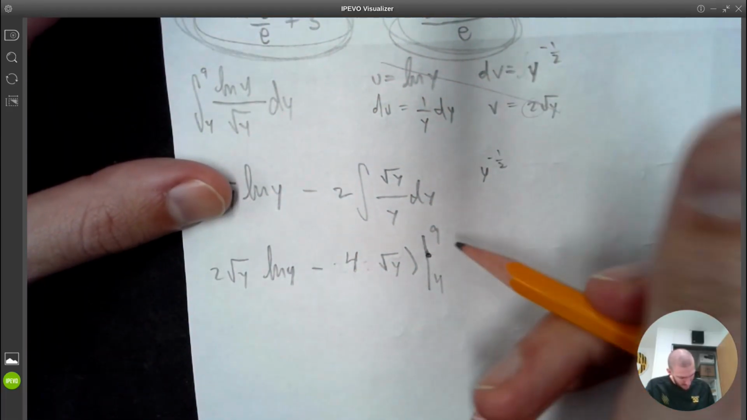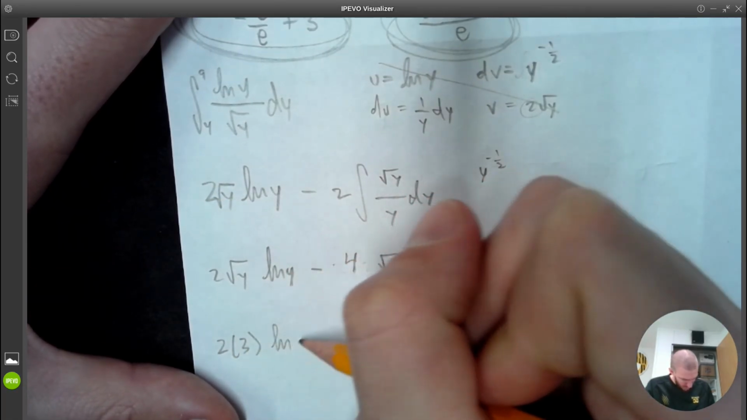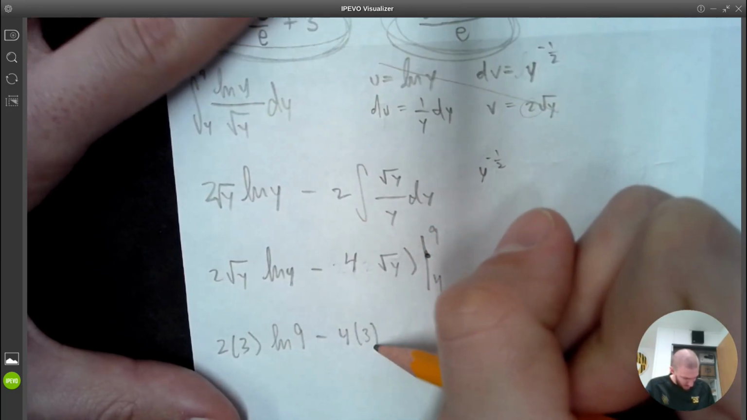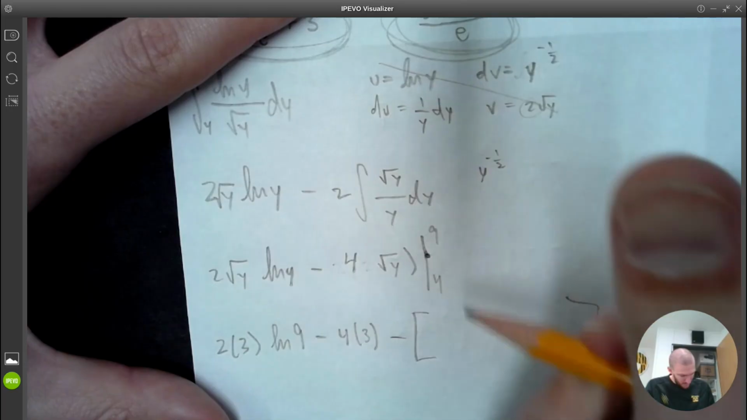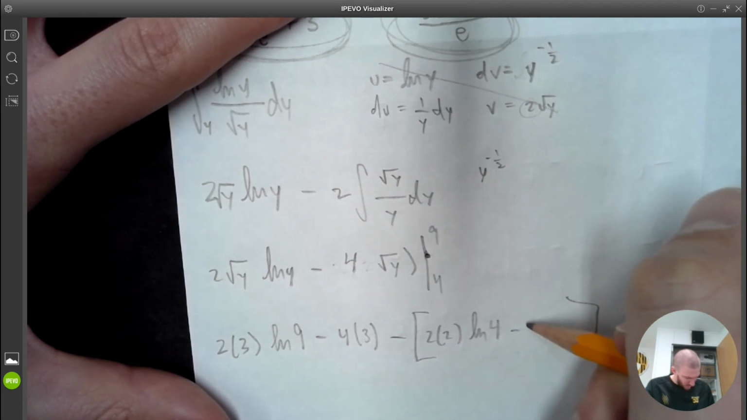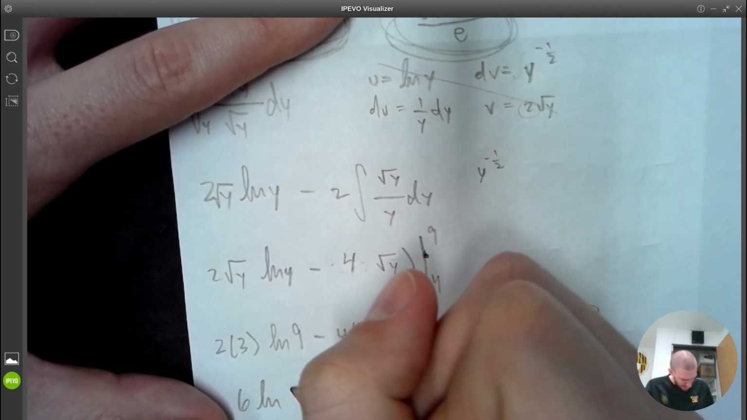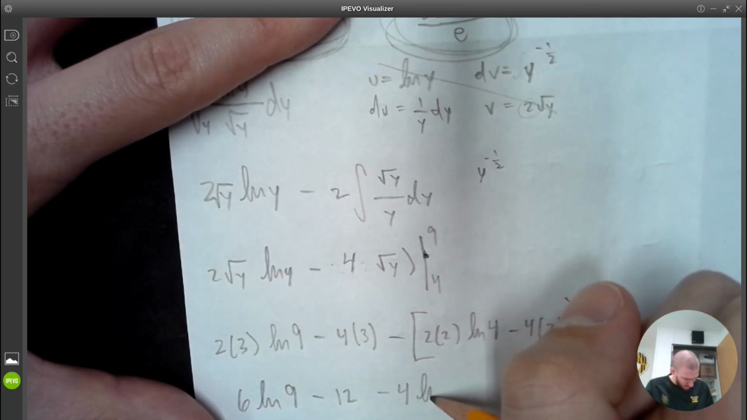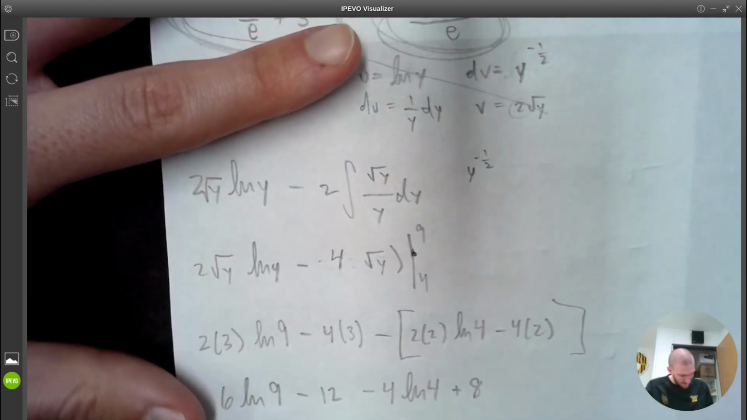Plug all this stuff in. 2 square root of 9 is 3. Natural log of 9 minus 4. Square root of 9 is 3 minus all of the 4 stuff. 2 times square root of 4 is 2. Natural log of 4 minus 4. Square root of 4 is 2. That's 6 natural log of 9 minus 12 minus 4 natural log of 4 plus 8.